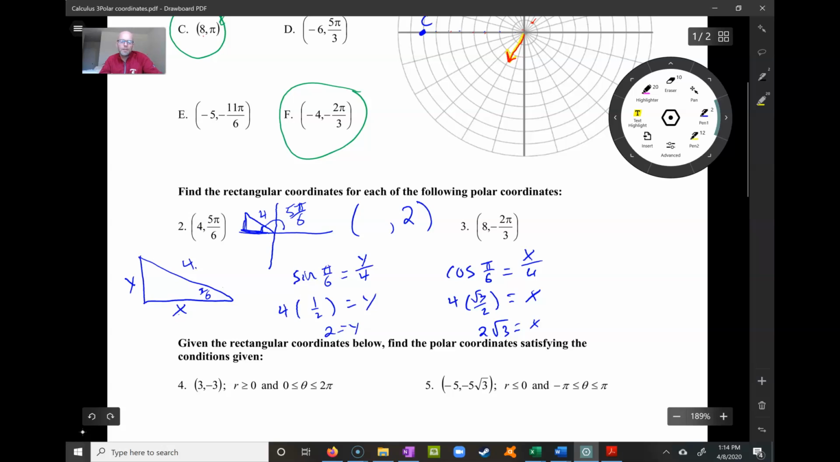Now, in this case, we have to be careful because when you go back and look at the drawing, notice that we know by looking at the drawing that the x-coordinate is negative because it's going to the left. The y-coordinate is positive because it's going up, but we know that the x-coordinate has to be negative. So I'm going to put a negative there and then write my 2 rad 3 in there.